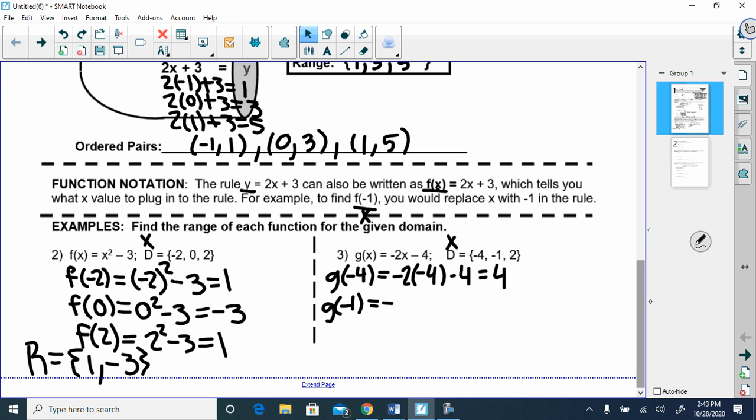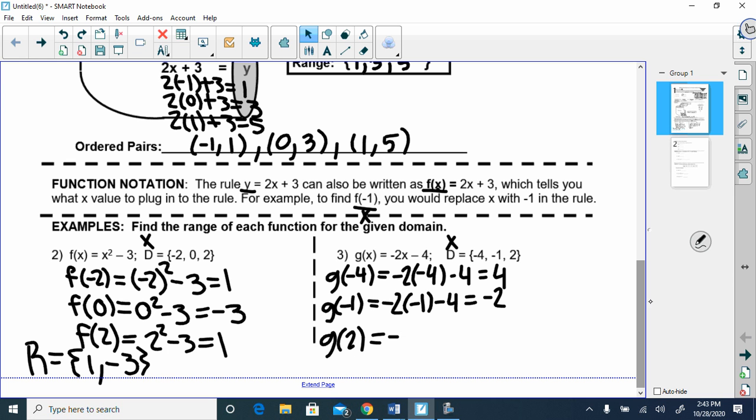Negative, very good, minus 4. Okay, so negative 2 times negative 1 is going to become positive 2. And 2 minus 4 is, very good. All right, last one. Got to plug in 2.